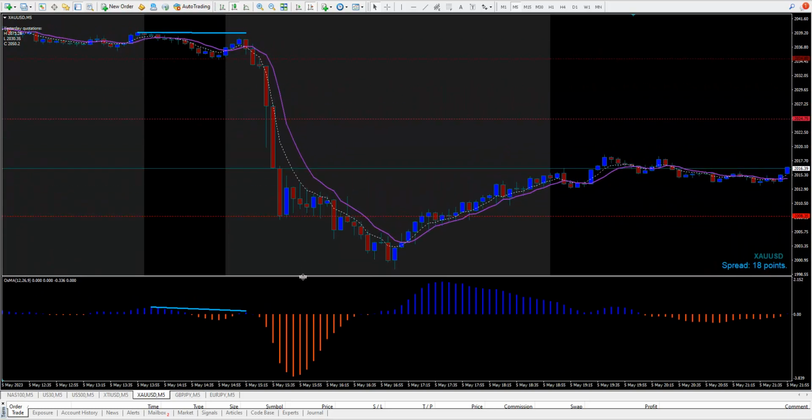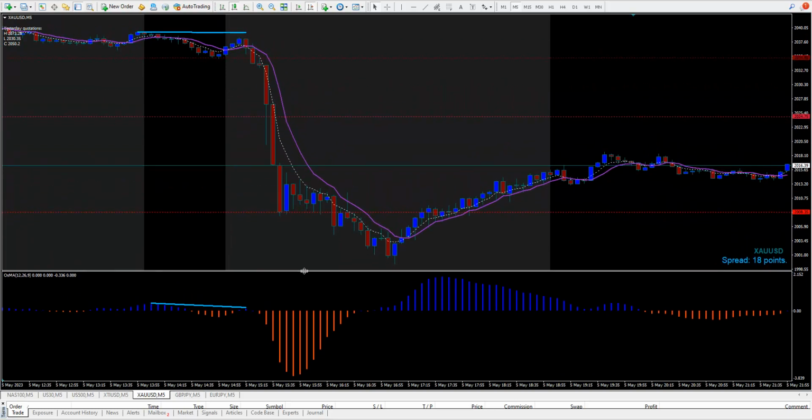There's 4 different kinds of divergence that I trade. I trade what I call easy to see divergence, bullish and bearish. I trade double top and double bottom divergence, and I also trade what I call hard to see divergence, which is also known as hidden divergence.